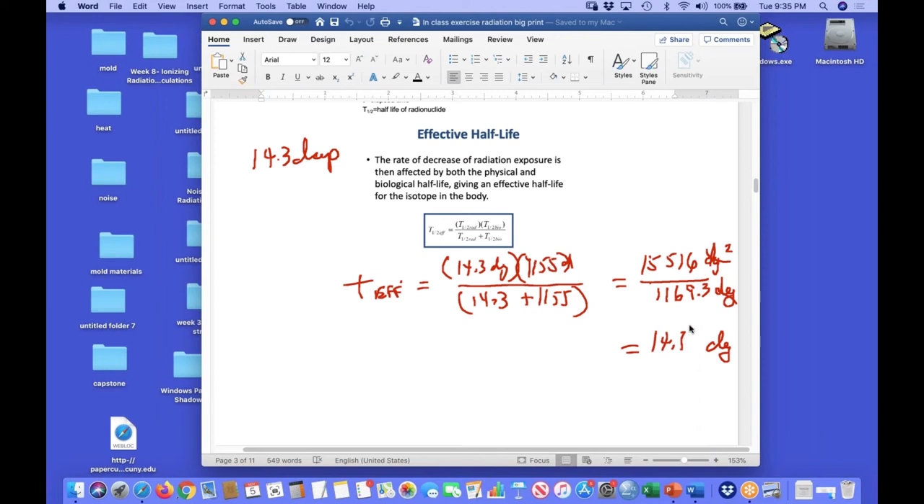14.12. It's not much less than just the physical half-life of the material. Why is that? Because the biological half-life is so long compared to the half-life of the material; it's an order of magnitude longer. So it doesn't have much impact on how quickly it's eliminated from your body. Okay, that's good.